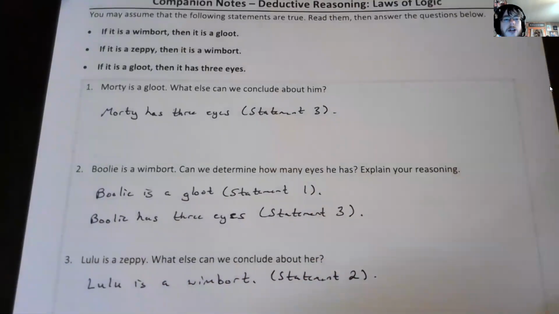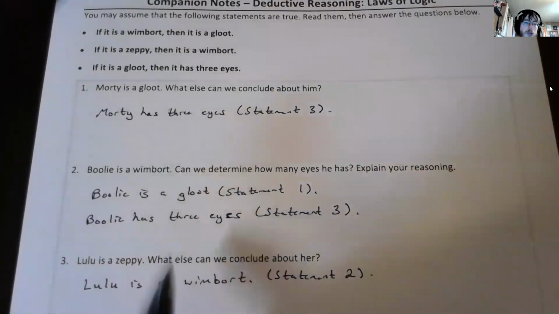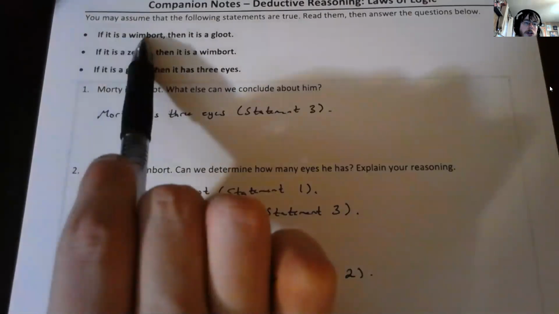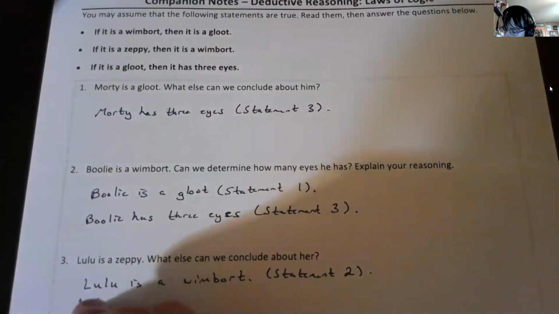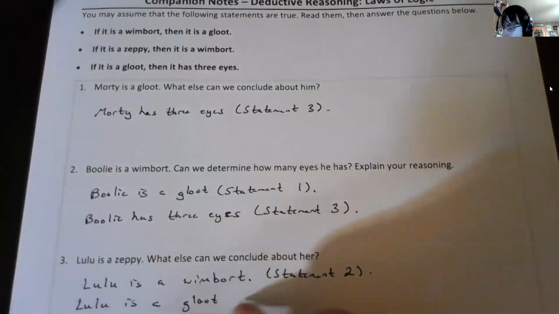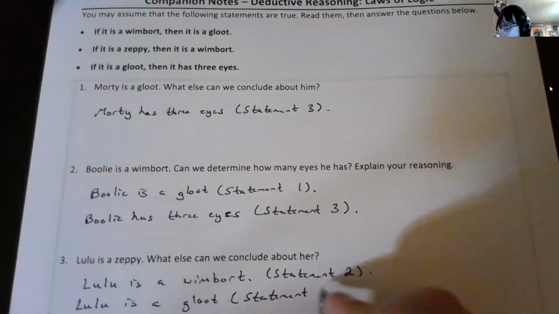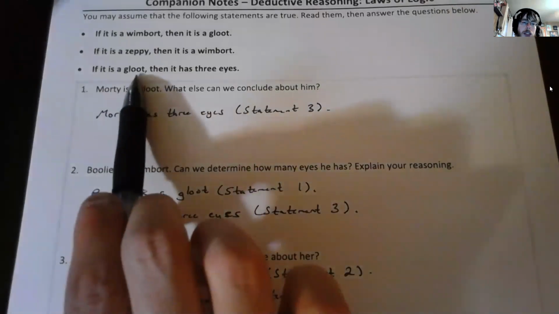Is there anything else we can conclude about her? Well, if Lulu is a Wimbort here, then it says it must be a glute. So Lulu is also a glute. That would be because of statement 1. And then since Lulu is a glute, she must have 3 eyes as well.